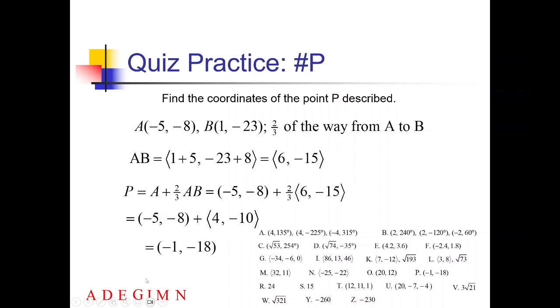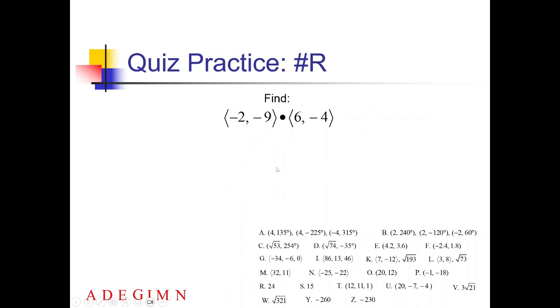I have not collected any letters for a little while now. For the next couple questions, we're doing some dot multiplying. The idea here is I have to multiply the x's together, I have to multiply the y's together, and then I have to add those two products. So I'm going to have negative 2 times 6 plus negative 9 times negative 4. So negative 12, and this is plus 36 here. That all adds up to 24. And 24, checking answer R, is what I get.